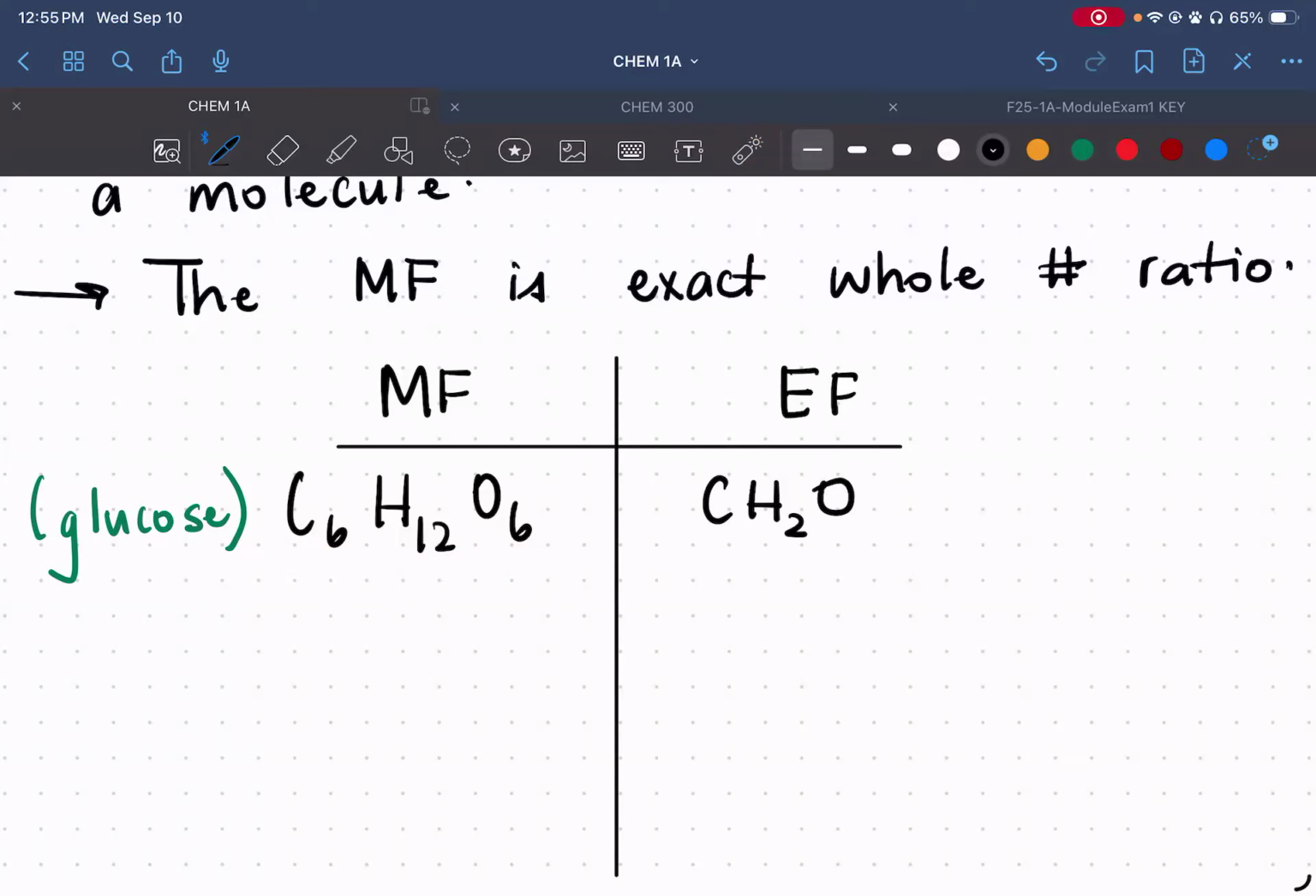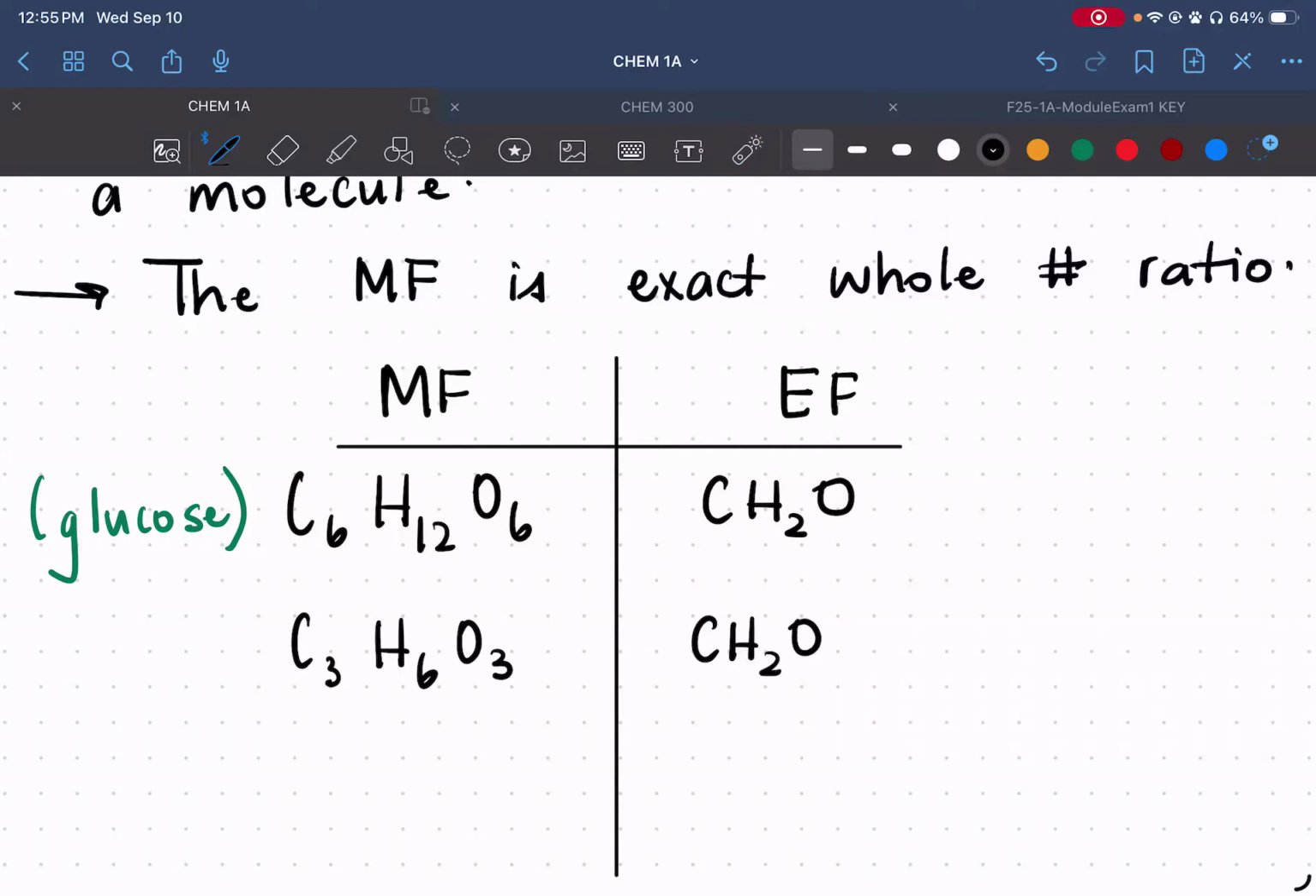That basically says the same thing. For every 1 carbon, there are 2 hydrogens. And for every 1 carbon, there is 1 oxygen. We can take another molecule, such as C3H6O3, which is another sugar, and we can further get an empirical formula from this. The same idea, we just reduce it. This becomes CH2O.